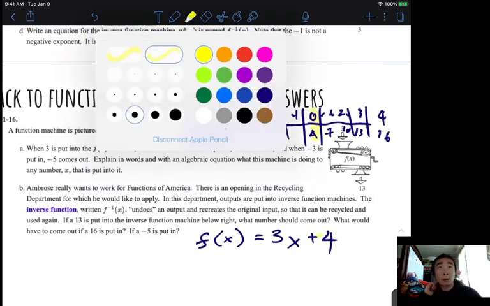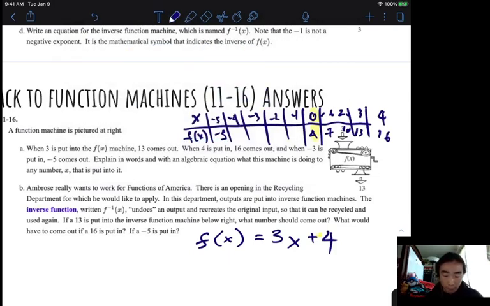So far so good for part 8. So again, in the function machine, our input here is x. We put in that number, and then it does this equation and multiplies it by 3 and then adds 4, and then we get our output, f of x. So when we put in 3, 3 times 3 is 9, plus 4 is 13. When we put in 4, 4 times 3 is 12, plus 4 is 16. Right, that's the old stuff.